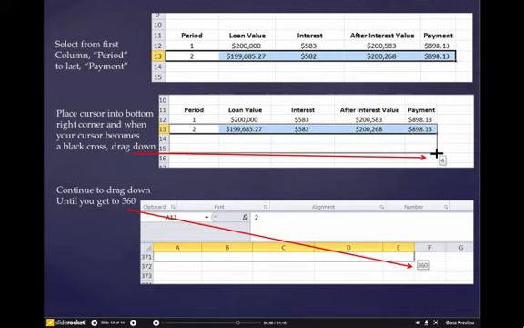So, one last review. We're going to select from the period column all the way over to the payment column. We're going to grab that bottom right hand corner, and we're just going to drag it all the way down till we hit 360 for that 30-year mortgage.